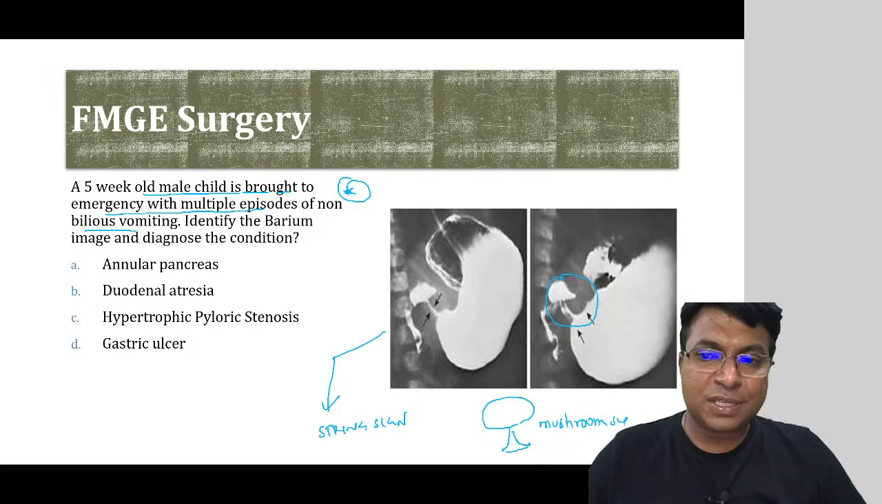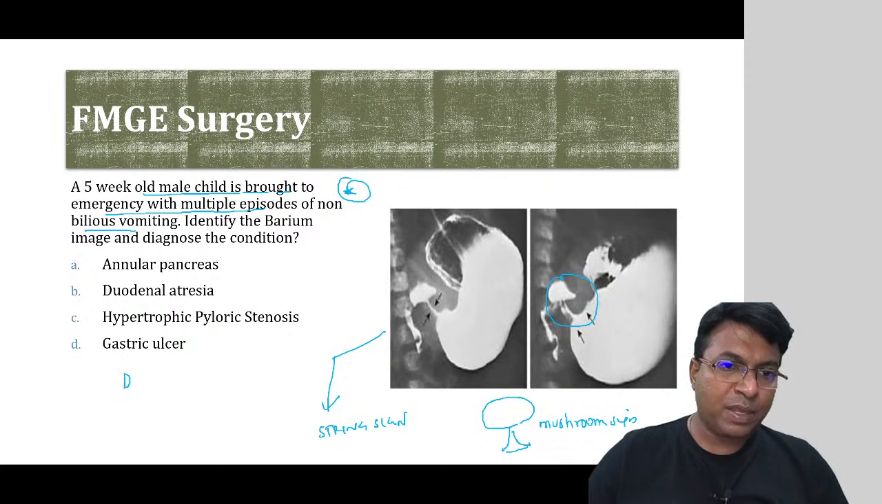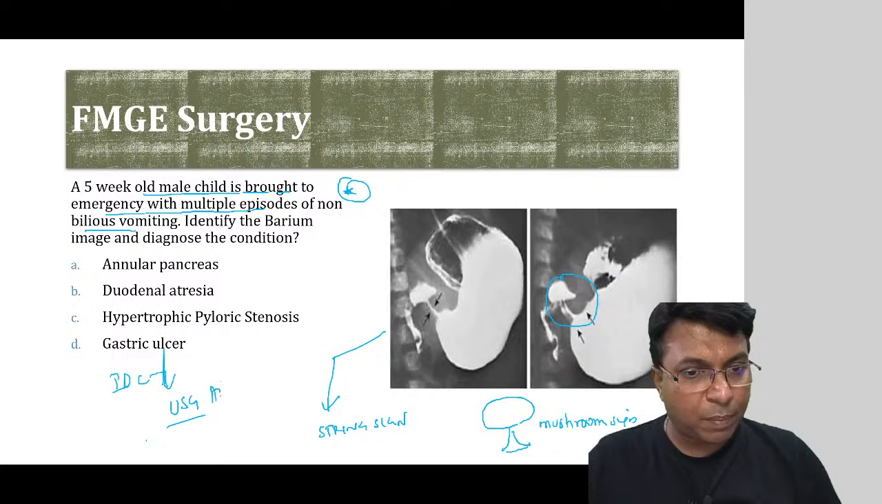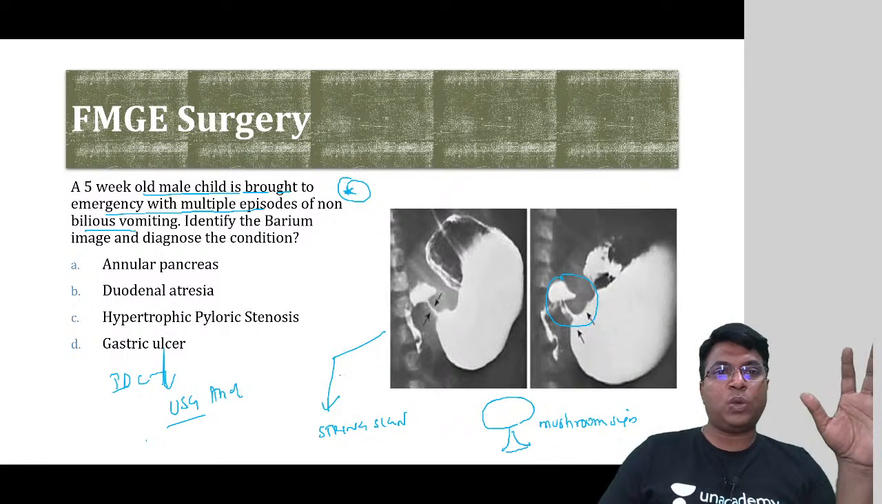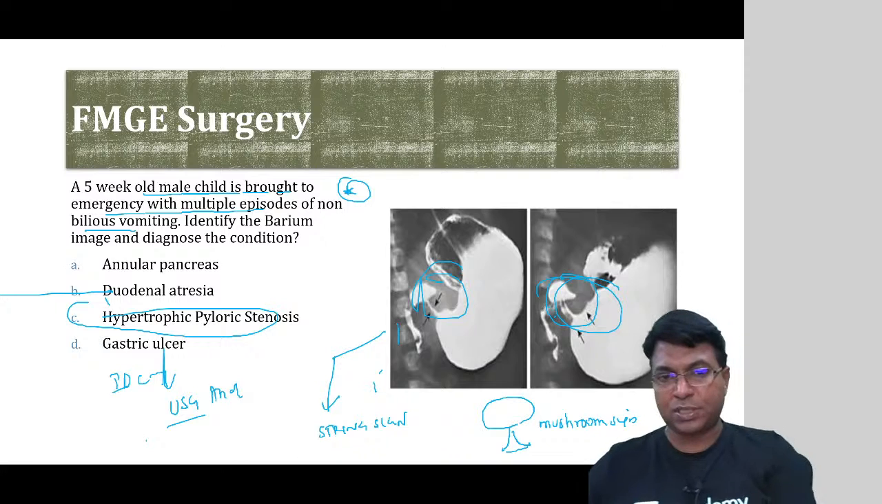None of these tests is needed nowadays because ultrasound is now the investigation of choice. The latest answer is that the investigation of choice to diagnose congenital hypertrophic pyloric stenosis is ultrasound abdomen, but nobody is using barium meal now. Just for MCQ, barium meal showing string sign and barium meal showing mushroom sign are shown here. It is a case of congenital hypertrophic pyloric stenosis.